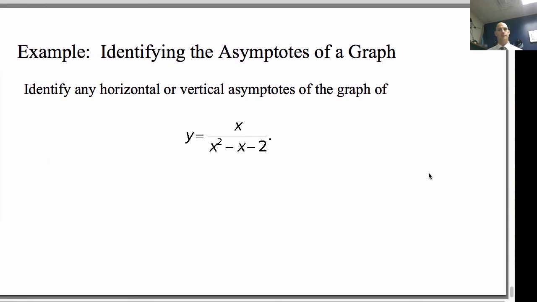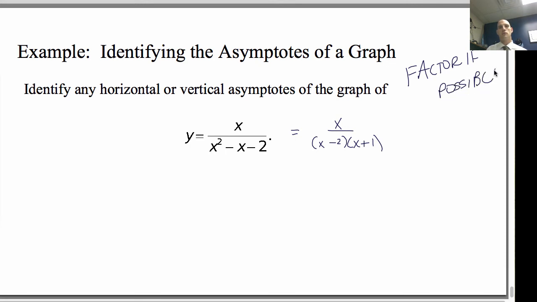Let's do one more example. For this one, I've got this crazy situation on the bottom, but it's not all that crazy. I just need to redefine it. Sometimes the task of finding these asymptotes is going to be redefining exactly what's happening. Well, if I factor this on the bottom, I need to multiply to -2, add to -1. So I'm going to have x minus 2, x plus 1. Factor if possible. Because if I'm looking for things that are going to make the denominator 0, what's the easiest way to do that? It's factor.